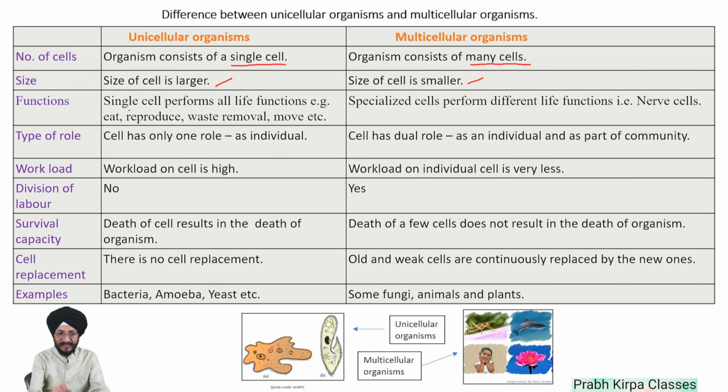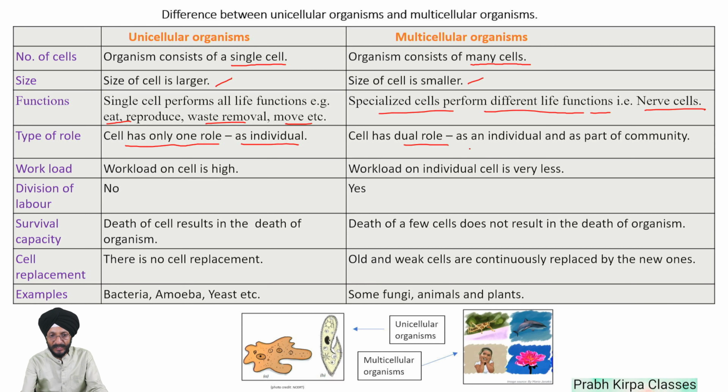A unicellular organism has a single cell, so all the life functions are performed by the single cell. That is, the functions of eating, reproducing, waste removal, and moving are performed by the single cell. In the case of multicellular organisms, specialized cells perform different life functions, for example, nerve cells. In a unicellular organism, the cell has only one role as an individual. In the case of a multicellular organism, each cell has a dual role, as an individual cell as well as a part of a community.